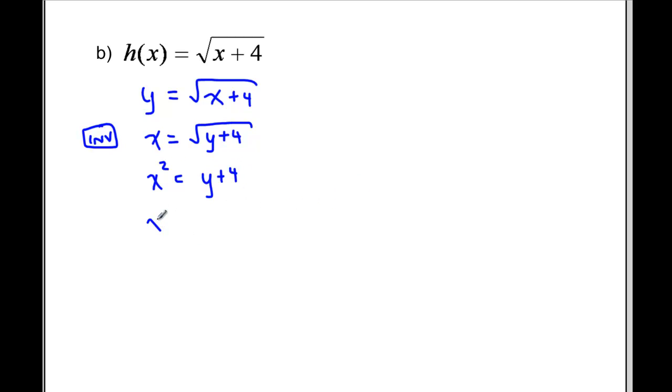So I have x squared minus 4 equals y. And writing it in inverse notation, because I'm using h instead of f, I write it as h inverse of x is equal to x squared minus 4.